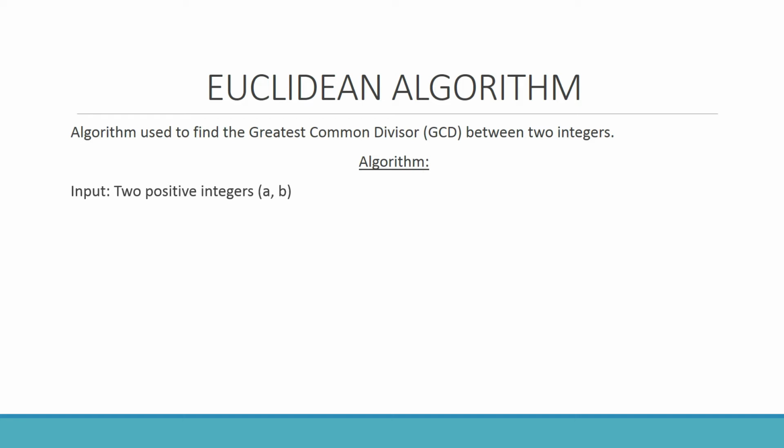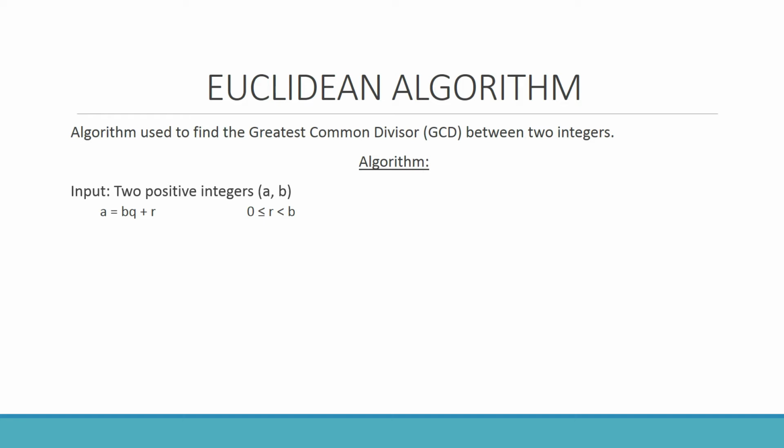So, the first step is writing A as B times a quotient Q plus remainder R, where R is greater than or equal to 0 and less than B. And we know that we can find these unique integers Q and R from the division algorithm proof.